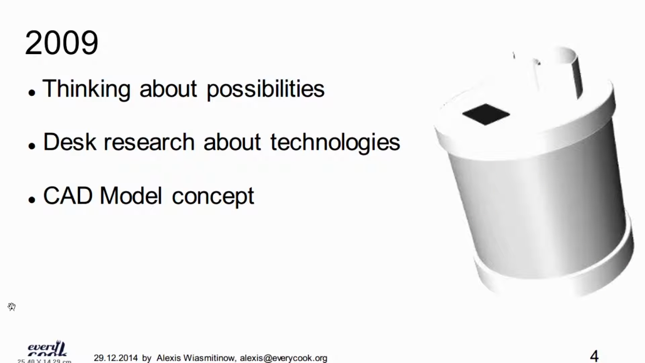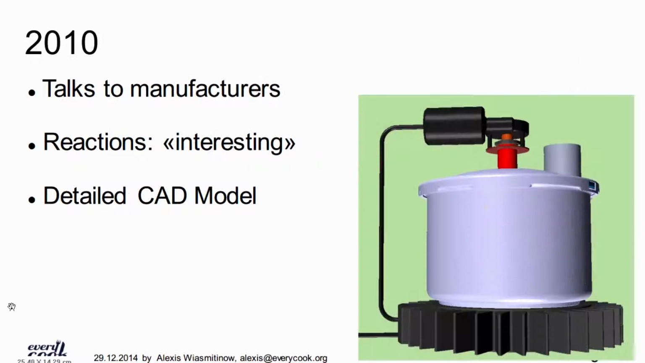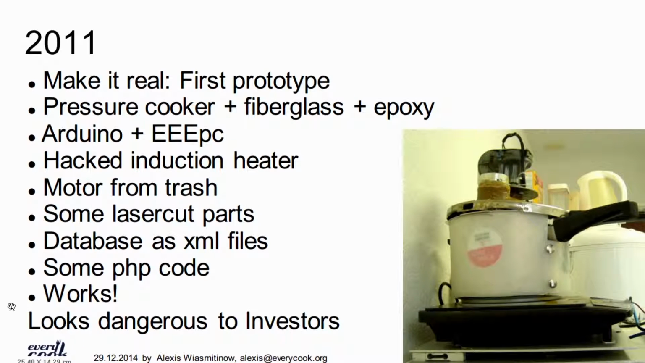So in 2009, I was thinking about possibilities. The first CAD model, 2010, was still virtual prototypes in CAD, with first talks to manufacturers who said it's interesting but still very futuristic. The first prototype in 2011 looked very dangerous. I remember a startup coach telling me, you shouldn't have shown me that prototype. It was a lot of epoxy and fiberglass, but I was already cooking under pressure.